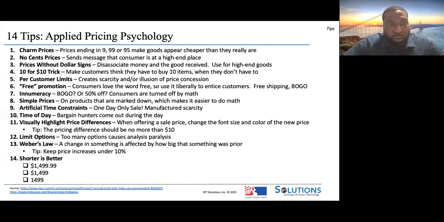So the first one is use charm prices. End your price in $9, $99, or $95. Psychology shows that consumers spend more, right? So just take it for what it is and use them. If you are a high-end place, don't use cents in your prices. So instead of $29.99, just go with 29. There's other ways to make that out. Don't use dollar signs. You want to disassociate money and the good being received, especially if you're a high-end product.